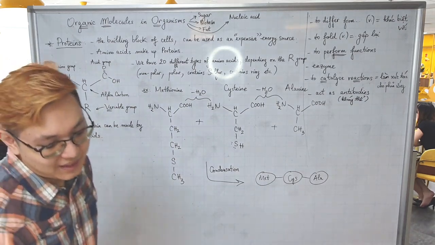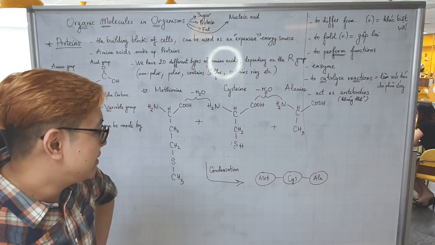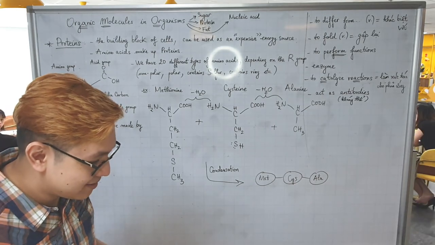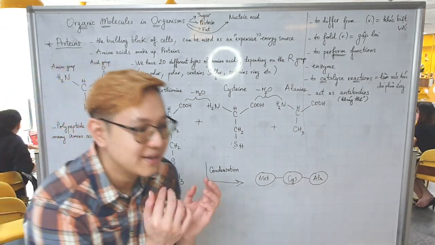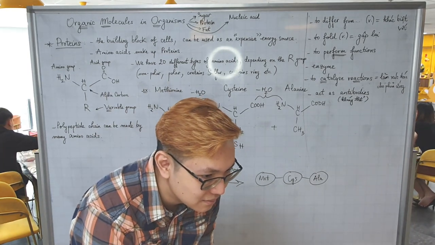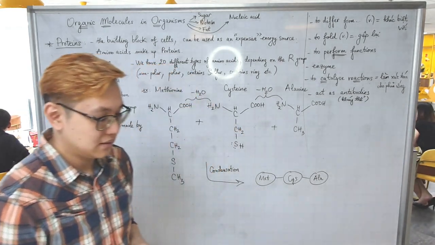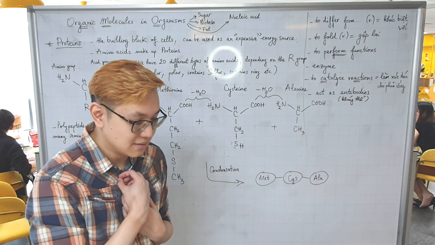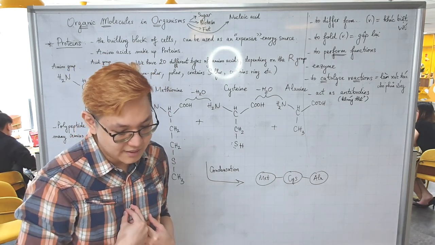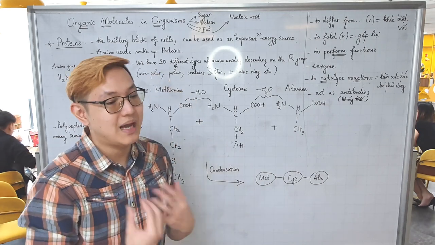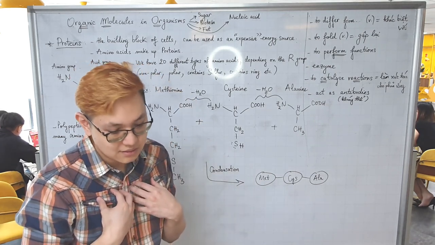Now, if you eat sugar, for example sugar cane, what will it break down into? Glucose. It breaks down into glucose so it can be absorbed in your body.